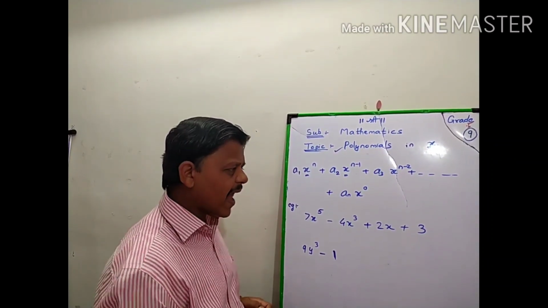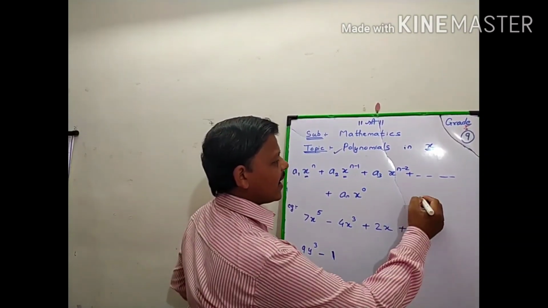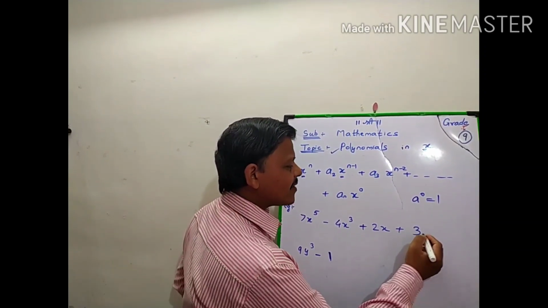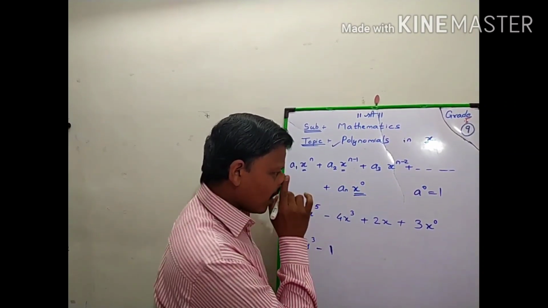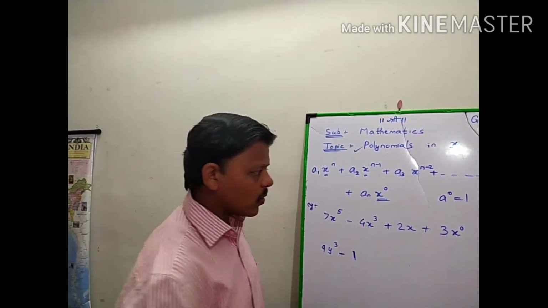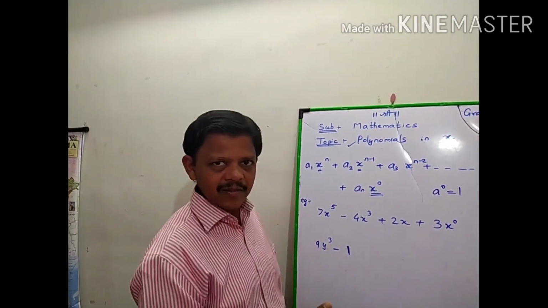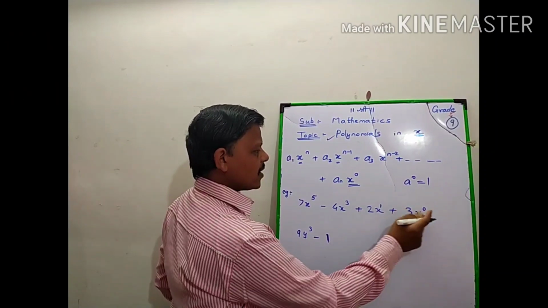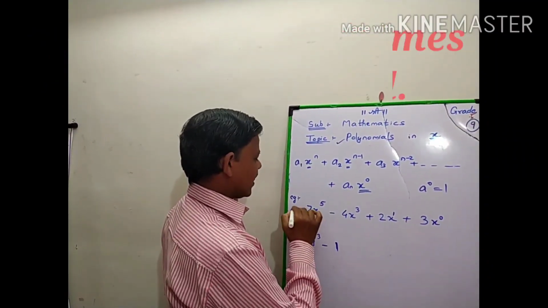Correct? And now, this constant number 3, we always know that anything a raised to 0 is equal to 1, law of exponent. So this 3 is nothing but 3 into x raised to 0. Always it will be x raised to 0, because x raised to 0 is 1, 3 into 1 does not change, it remains 3. So what are the powers? 5, 3, 1, 0, all are whole numbers. So yes, the condition is satisfied.